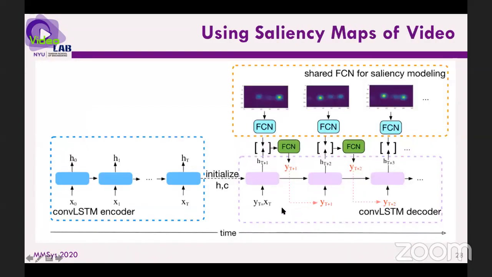Finally, in order to use the video content information, we assume that a separate saliency detection model can extract a saliency map from each video frame or video segment. And the saliency map will go through another FCN to generate features. And these features will be combined with the hidden state features, from which to further predict the future FOV.